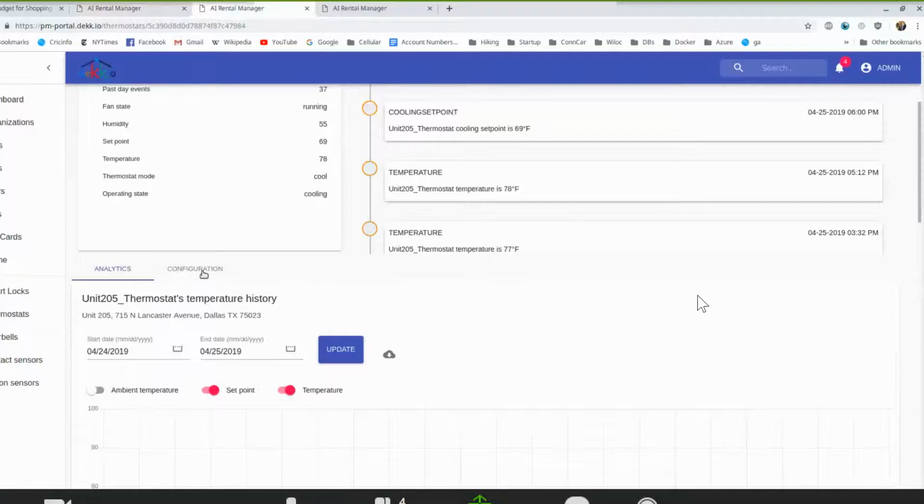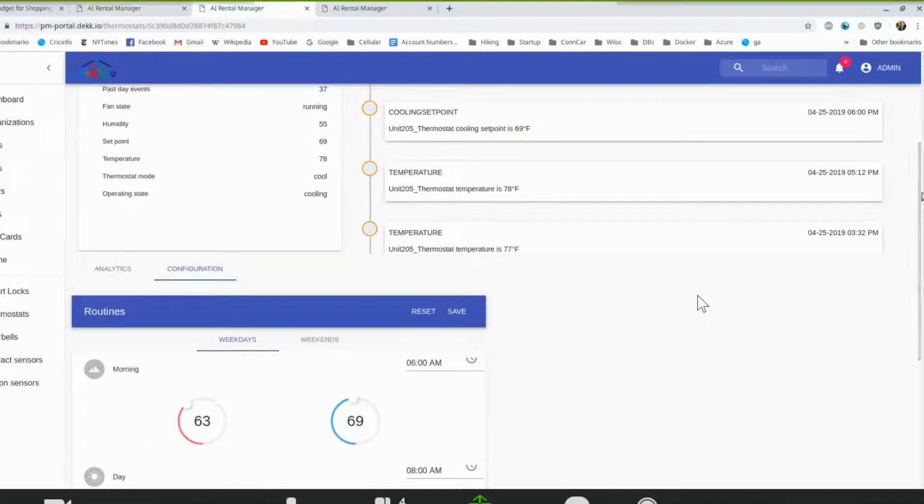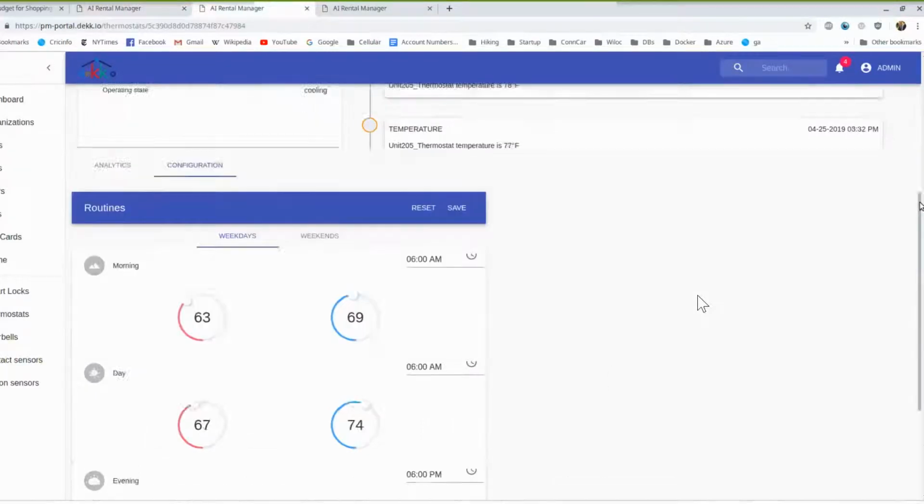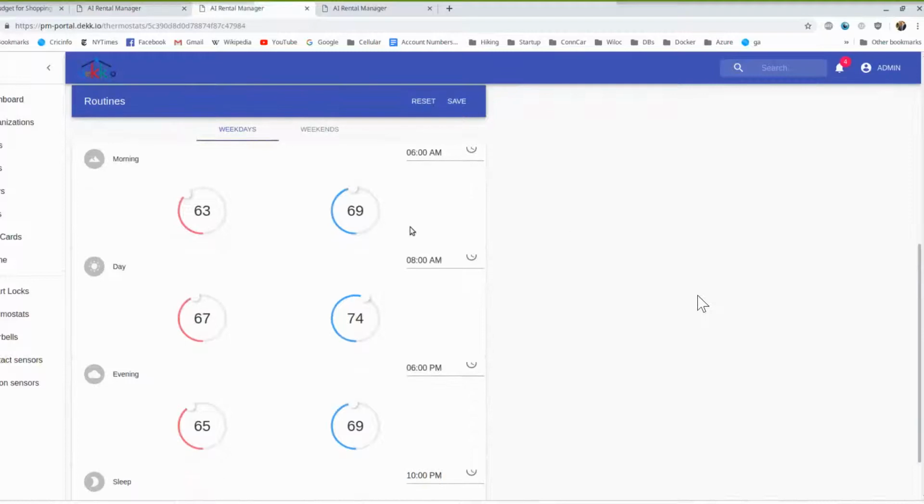Configuration independent of all the rest, and that will work. So basically, if some tenant wants it lower, they can go and set a different schedule for themselves. The other thing you can do is give tenants access to a portal. We will let you create a tenant user and they can control only their unit. That's also available to them.